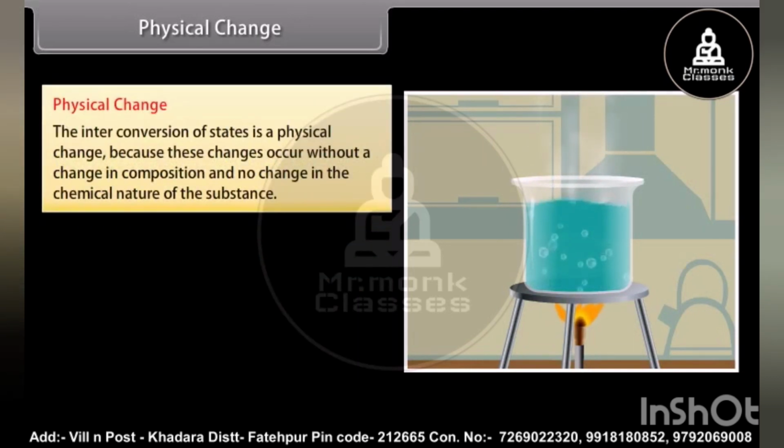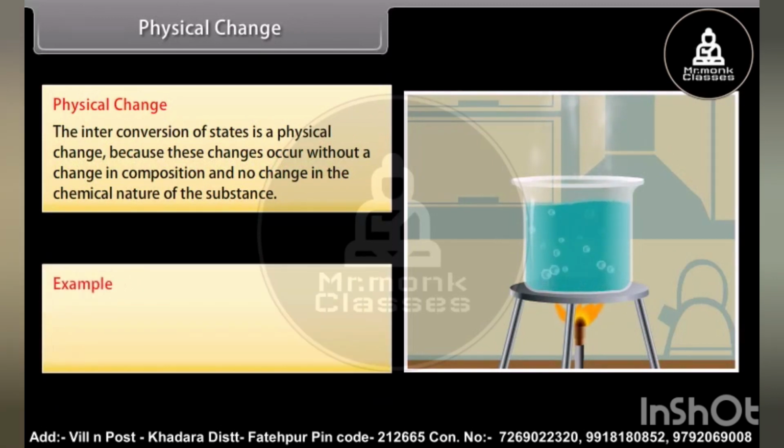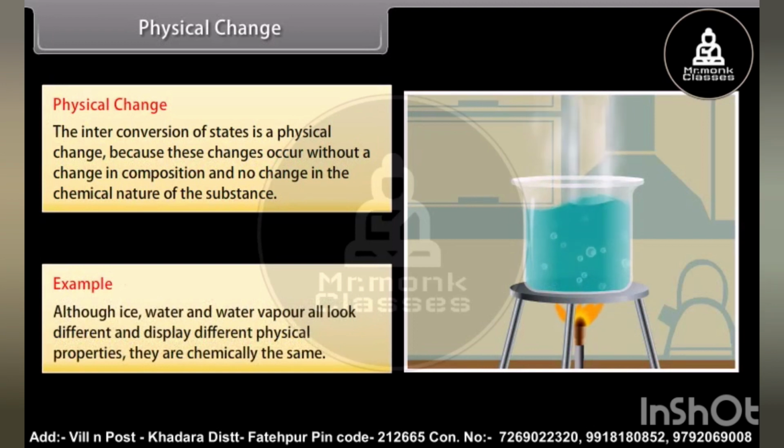Physical change. The interconversion of states is a physical change because these changes occur without a change in composition and no change in the chemical nature of the substance. For example, although ice, water, and water vapor all look different and display different physical properties, they are chemically the same.